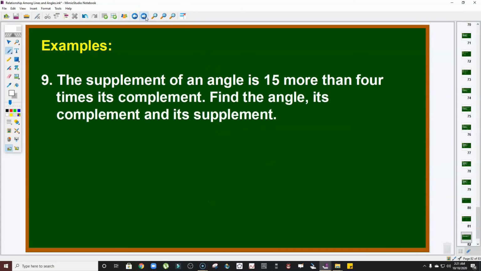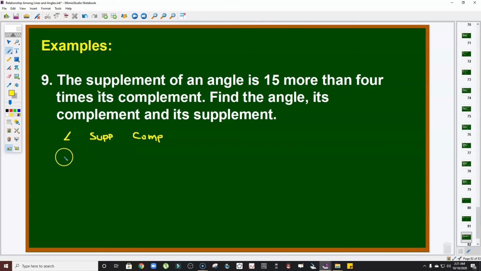Okay, second to the last problem. The supplement of an angle is 15 more than 4 times its complement. Find the angle, its complement, and its supplement. Okay, take note, ha? So, tatlo yung na-mention: supplement, and then complement, then yung angle. Okay, so let's solve this systematically. So, let's say x yung, okay, ito yung angle. Ito yung supplement. Ito yung complement. Okay, so let me just use those abbreviations.